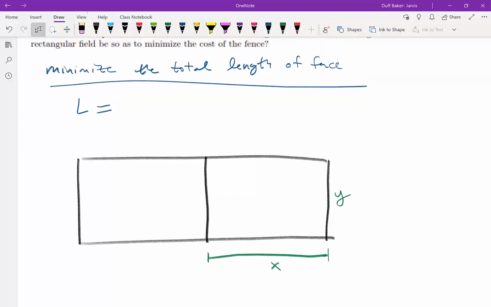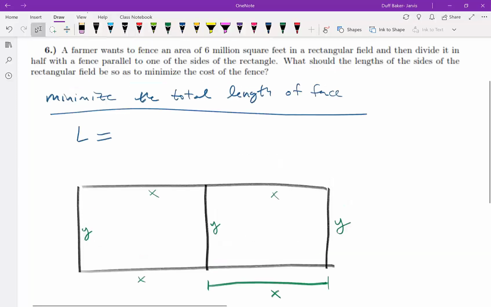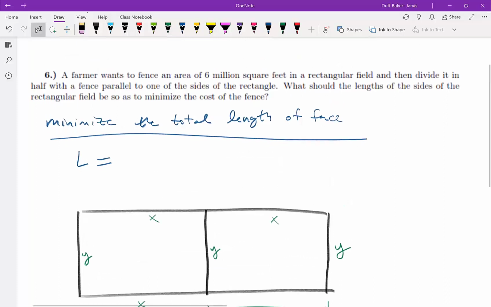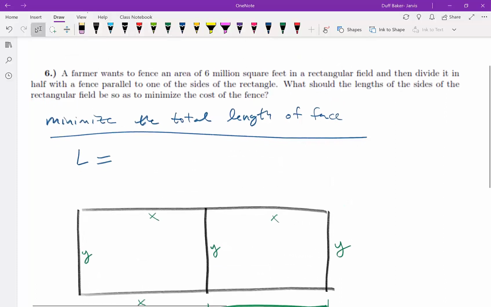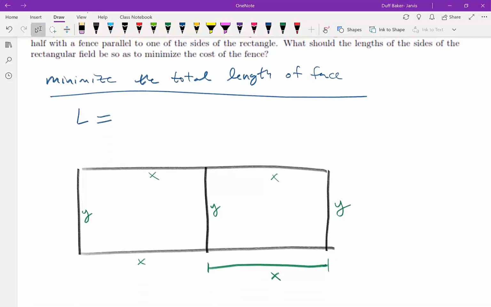And so now if you do it this way, then the total length of fence is, each of these black lines is made up of fence. So you have to count the total length there. So there's 3 y's, and then there's how many x's? There's 1, 2, 3, 4, right? We're doing this just in half, right? Divided in half, yes. This is the right picture. So this would be 3 y's plus 4 x's.